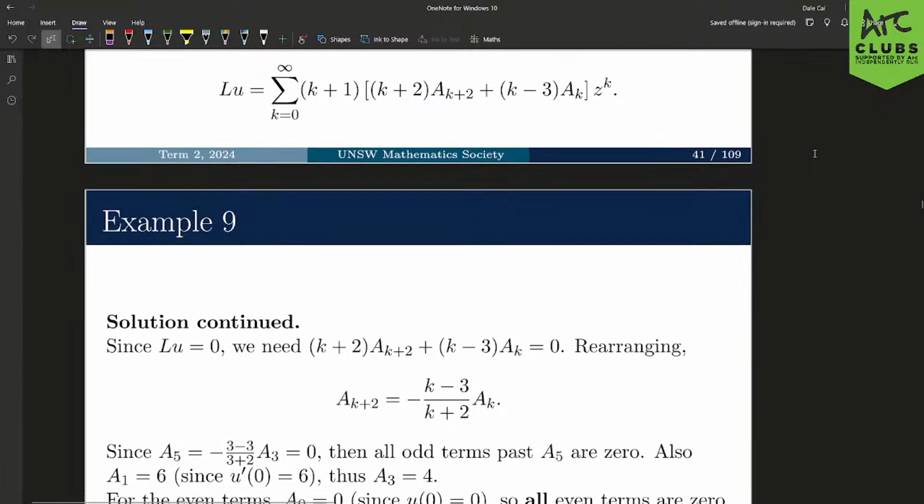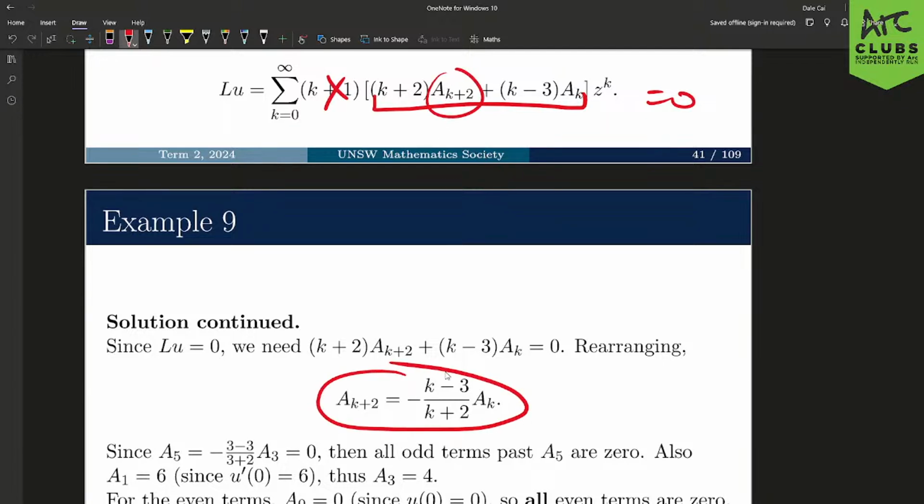Finally, since this needs to equal 0, I need the coefficient to be 0. K is not going to be negative 1. So if I set this to be 0, I can just get rid of the k plus 1s for each power. And then for each power of k, I need this to be 0, which if you rearrange for a k plus 2, gives you this expression.